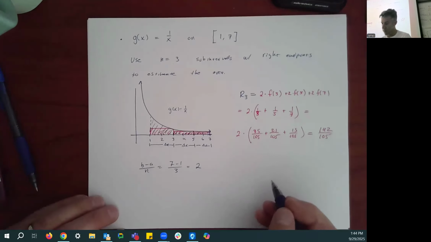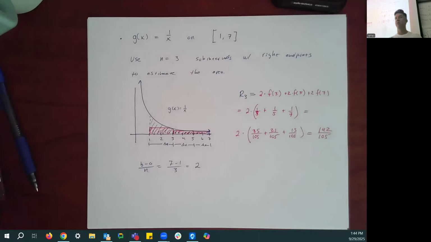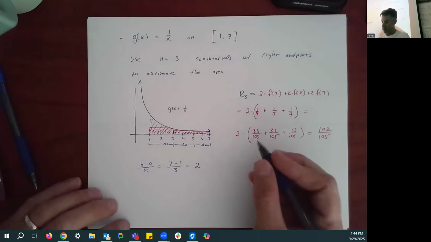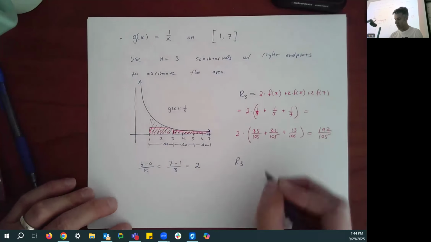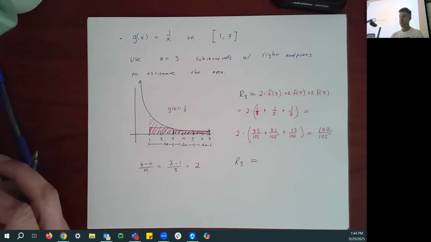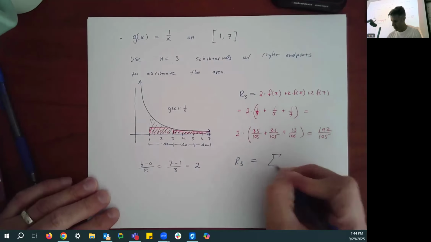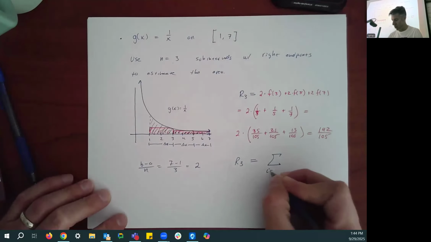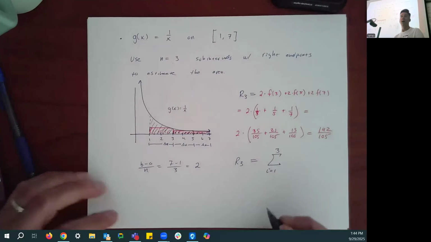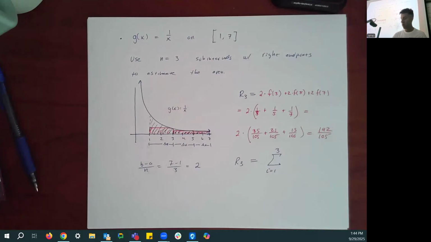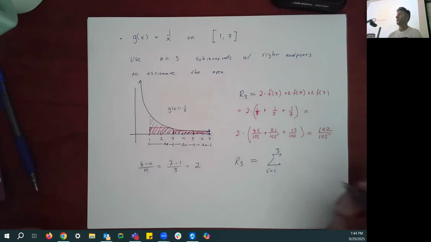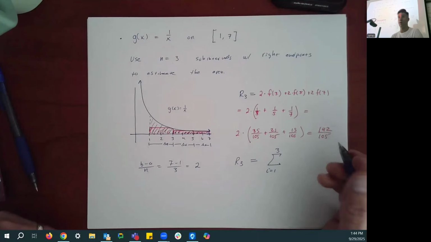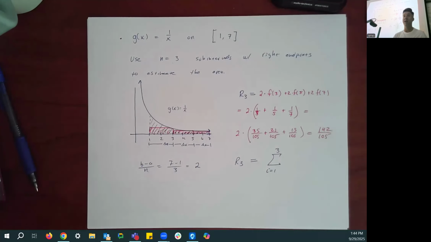Definitely. If I was writing this in sigma notation, I should go more general here. If we're trying to get an estimate in general, say R3, using sigma notation, there's a very generic formula for this. It's the sum from i equals 1 to 3, or whatever the number of subintervals is, of your base times your height. Really, you should be thinking of it that way. We're just adding up areas of rectangles. Base times height, base times height, base times height.